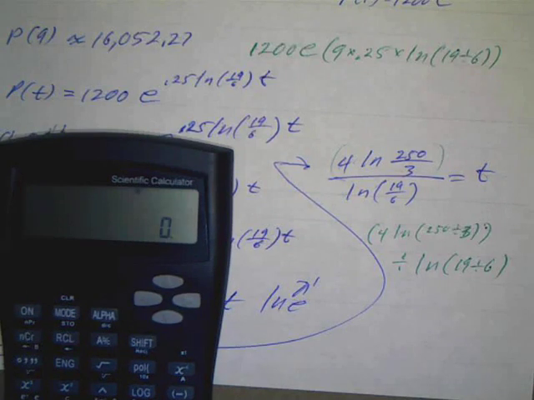Turn this on. Okay, so what do we got here? Parentheses, 4, ln natural log, parentheses for the fraction, 250 divided by 3, and a parentheses around that, and that for that log division, and a parentheses around the top of that whole big fraction, and that's going to be divided by natural log, and a parentheses for the fraction, 19 divided by 6, parentheses, equals. And we got an answer.